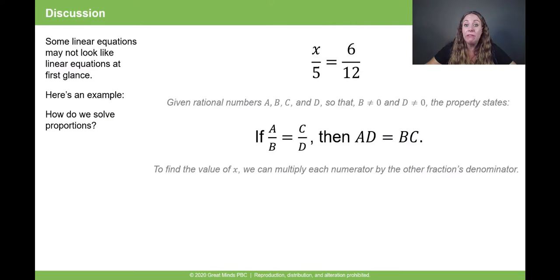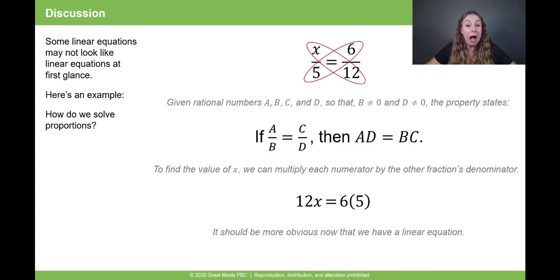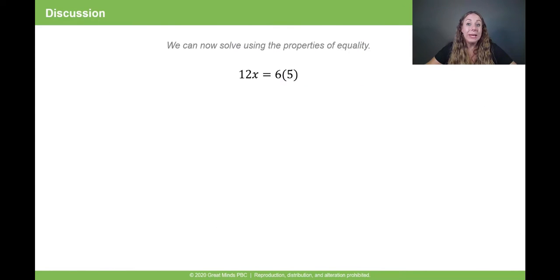To find the value of x, we can multiply each numerator by the other fraction's denominator. So, in this example, x multiplied by 12 is 12x, which equals 6 multiplied by 5. It should be more obvious now that we have a linear equation. We can now solve using the properties of equality.